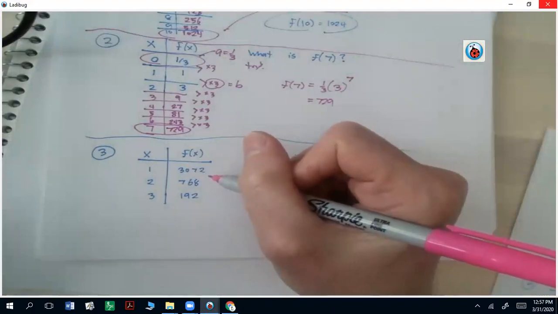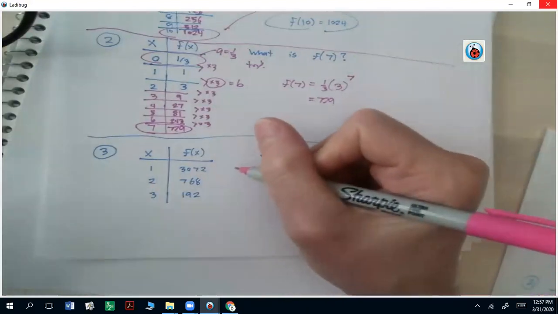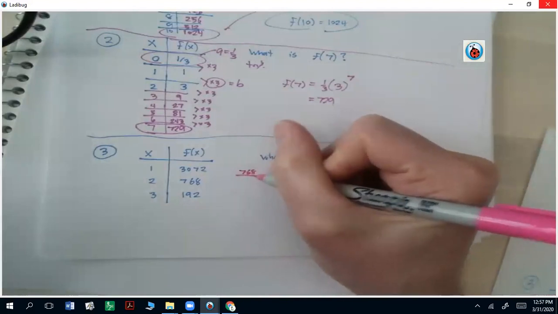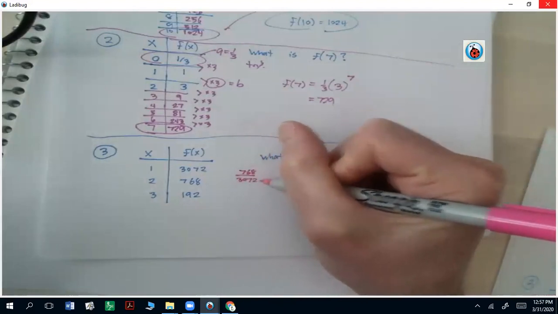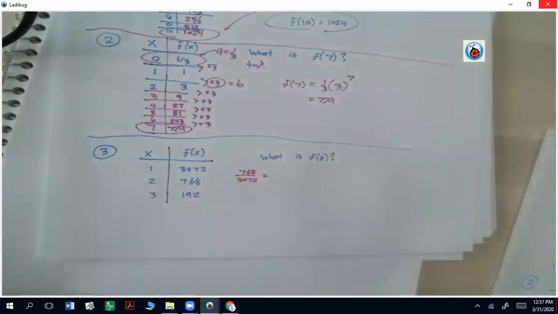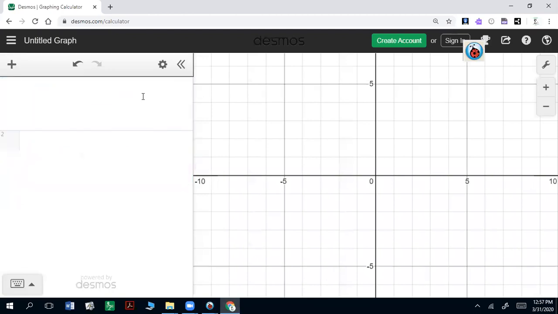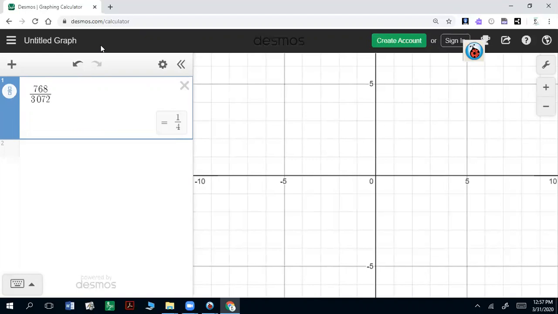So let me give you kind of a starting point here. You still want to divide. So if I did 768 divided by 3072, what is that equal to? 768 divided by 3072. This is 0.25. Or if you click the fraction bar, that's 1/4. So 1/4 is meaning that it's going to be decaying.